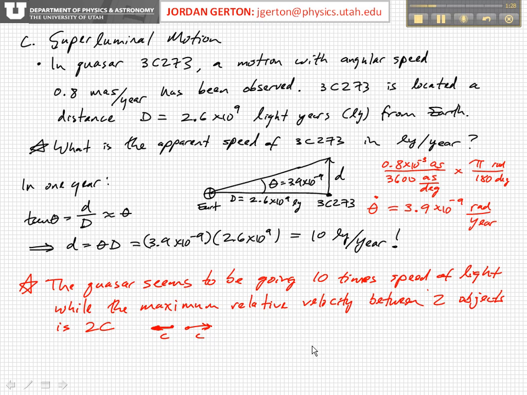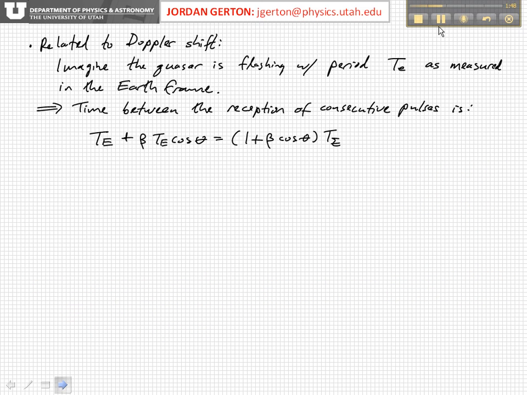Because the maximum relative speed between two objects is 2 times the speed of light, and that would be if they're both moving at speed c in opposite directions. Okay, and this is certainly not the case here. It's actually moving tangentially. So what the heck is going on here? Okay, so this effect is actually related to the Doppler shift that we discussed earlier in this lecture.